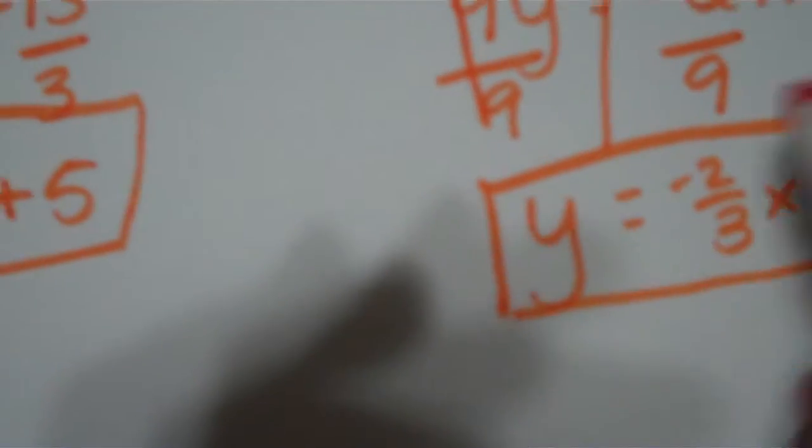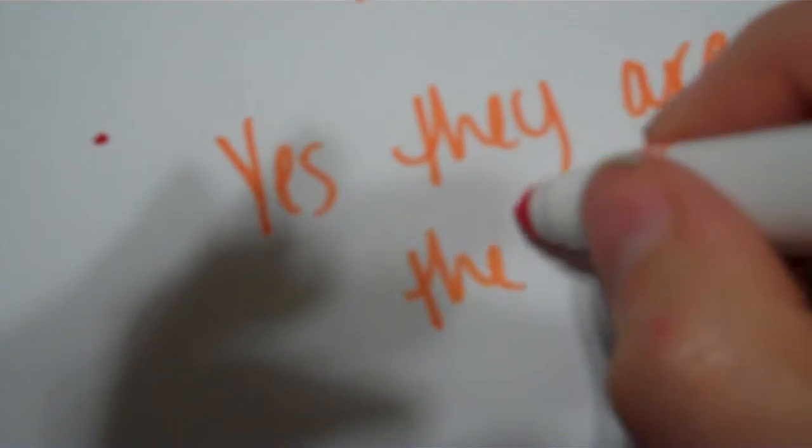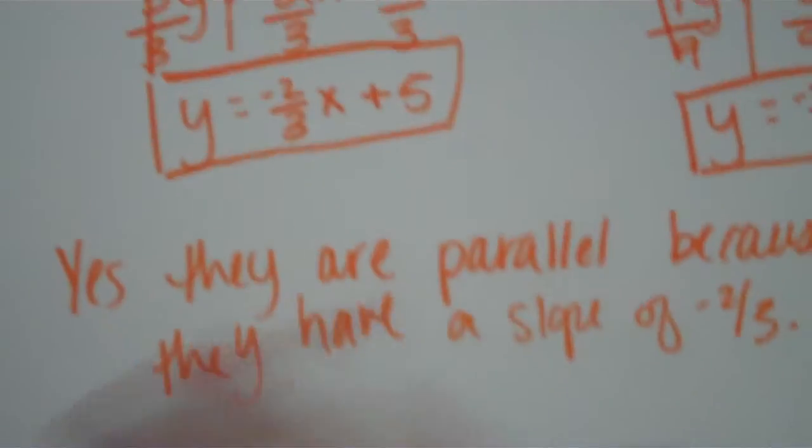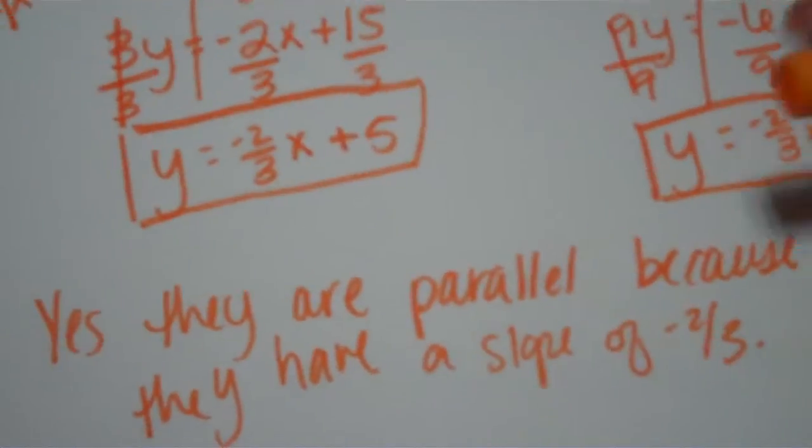Okay? So, are these slopes parallel? Parallel lines have the same slope. The slope here is negative 2/3. This slope here is negative 2/3. So, yes, they are parallel because they have the same slope. So, you're going to write that. Yes, they are parallel. And parallel because you can put they have the same slope, or I'm going to put they have a slope of negative 2/3. However you want to write it, basically indicate that they have the same slope. Okay? Getting it? Alright.